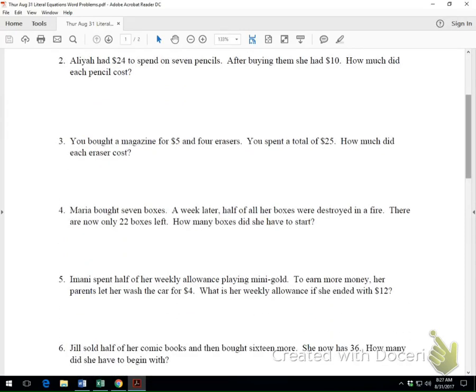Okay, so let's look. It says you bought a magazine. What does a magazine mean? 1. So make sure you understand. A magazine is 1 magazine for $5, and 4 erasers. You spent a total of $25. So obviously it's going to equal 25. How much did each eraser cost? So how is this part over here going to look? 5 plus 4x. Perfect.